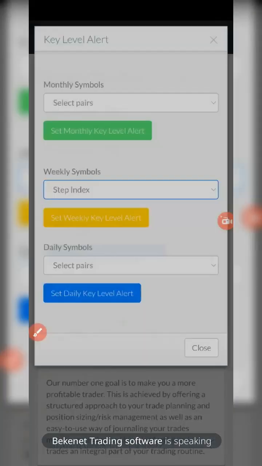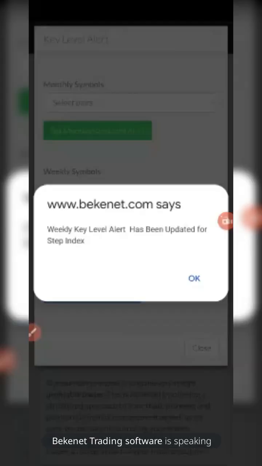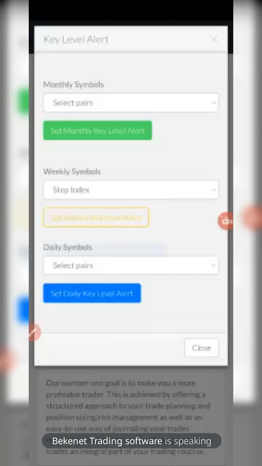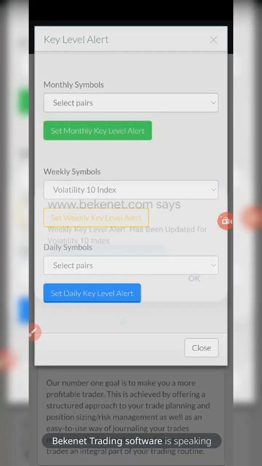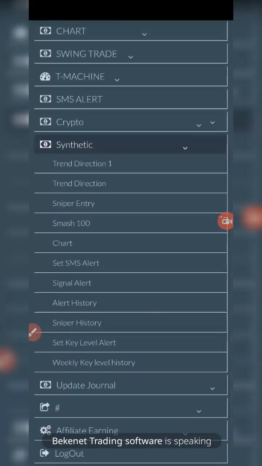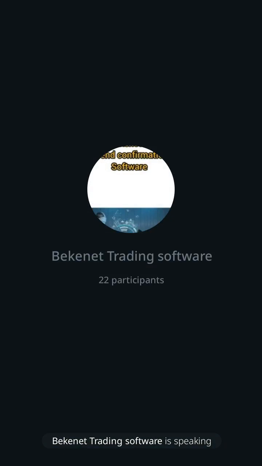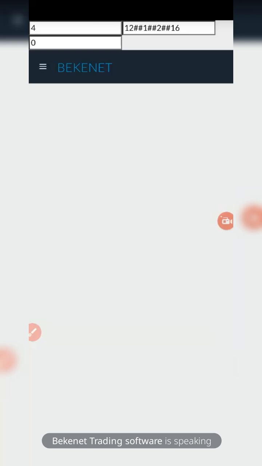I've loaded all these pairs, but I just want to show you. Just click on the yellow button. It will tell me that this pair has been loaded already, updated. You load as many as possible. I loaded everything, you understand? And that's how it is. So once you load all these pairs the way it is now, all you need to do is just check your history, weekly key level history. You will see all the pairs here. You see all the pairs loaded here.